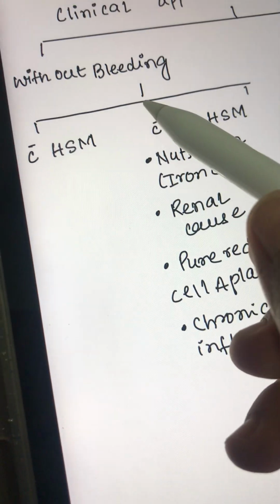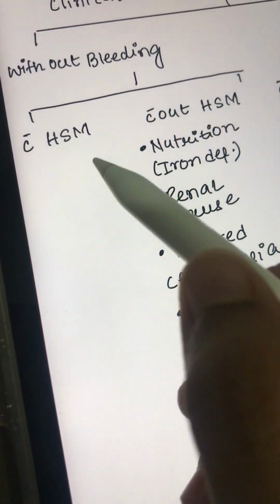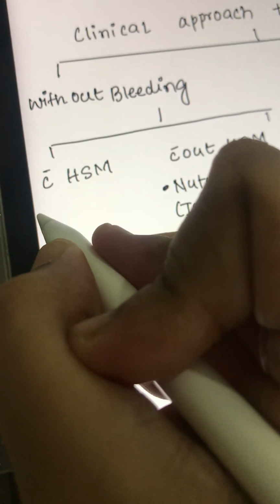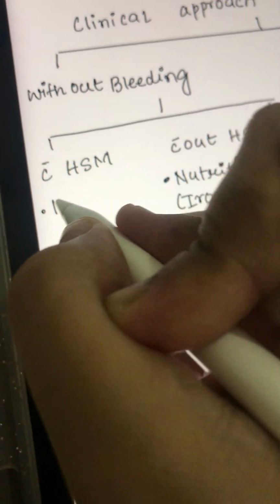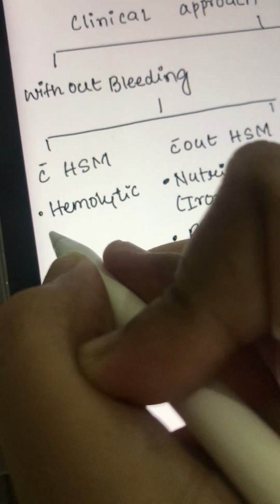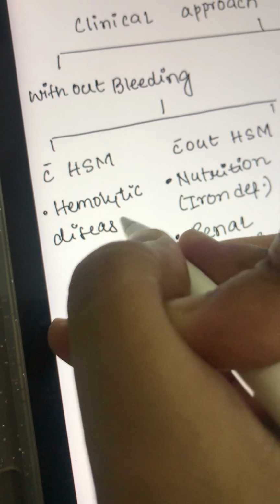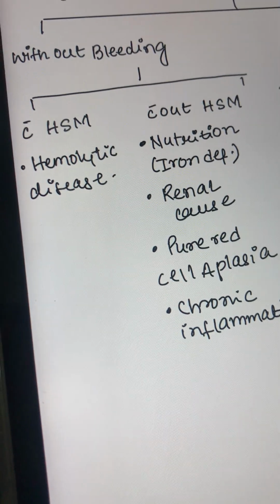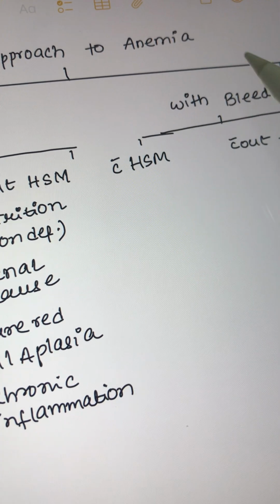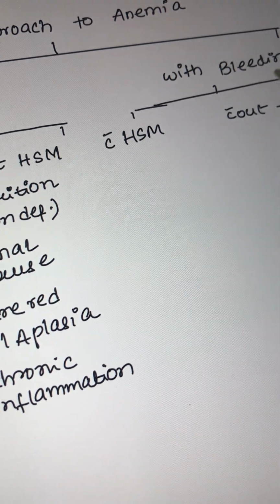Now without bleeding and with hepatosplenomegaly can be hemolytic diseases, very commonly thalassemia. Now let's move to clinical approach to anemia with bleeding.